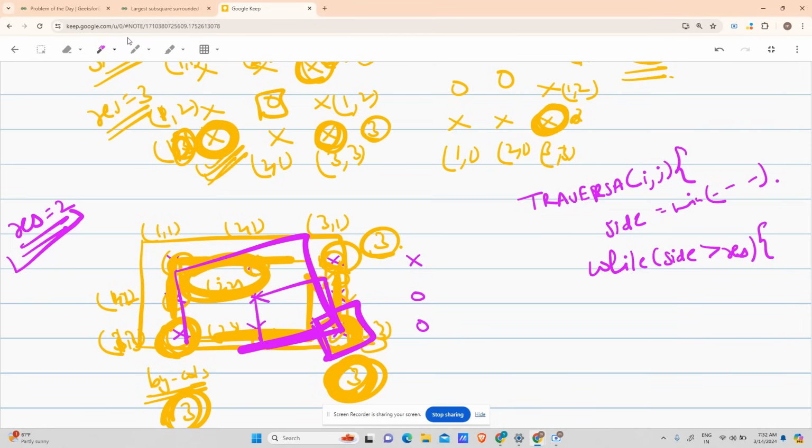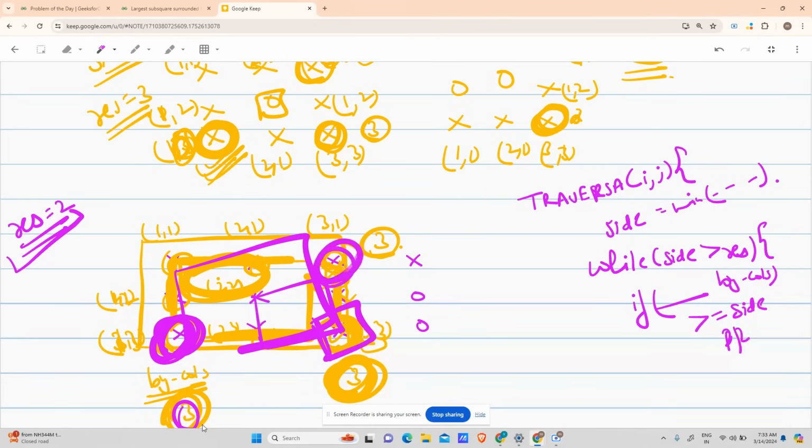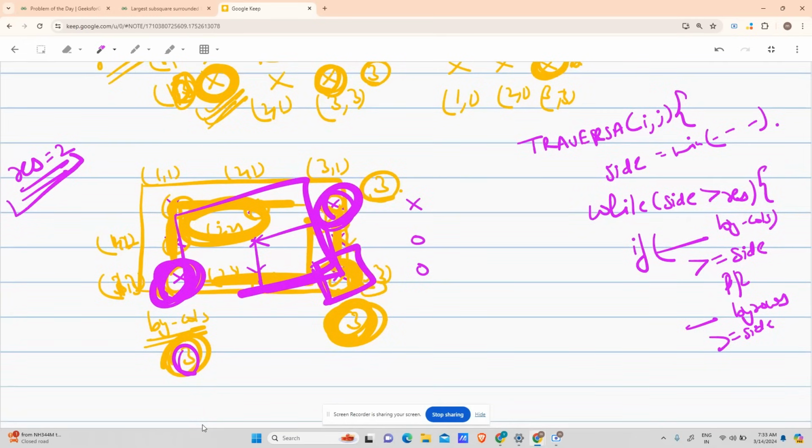I will say, if this element, let me not name the index as anything else, right? If these elements by columns is greater than or equal to side, and these elements by rows is greater than or equal to side, what will I do then? What will I do then? I will say my result equals to side. My result equals to side, right?